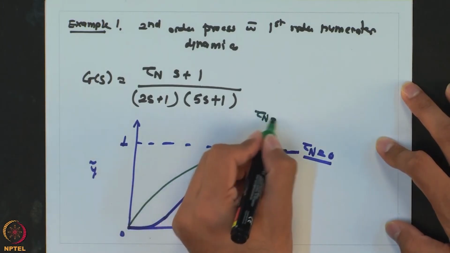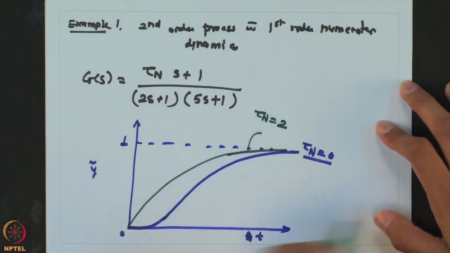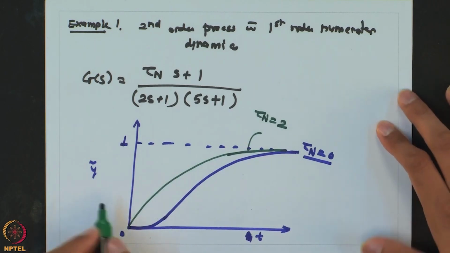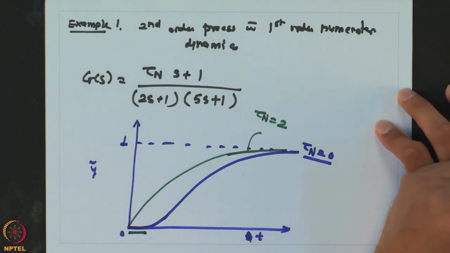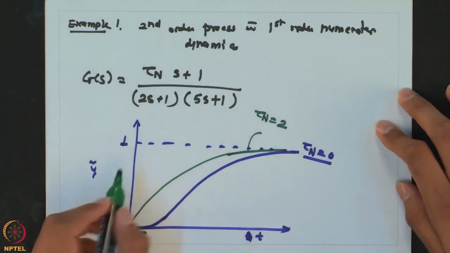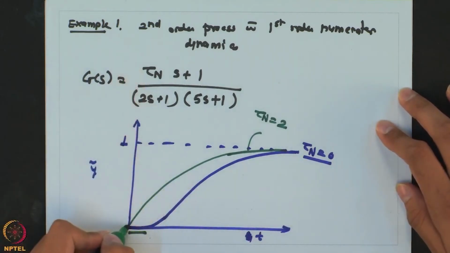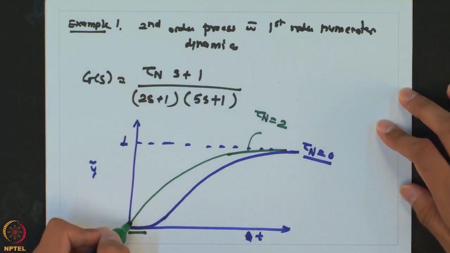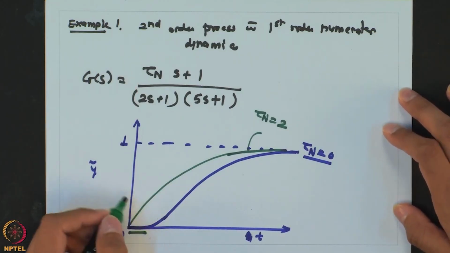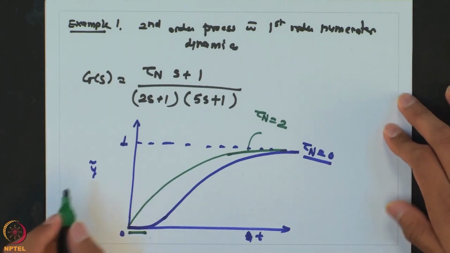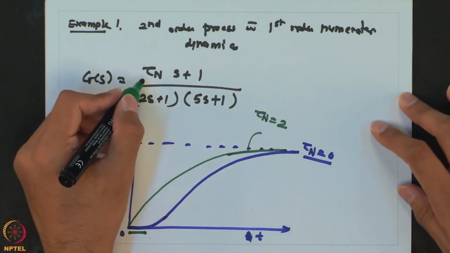This is when tau n is equal to 2. So, you can see the stark difference between the original response and this response is that when there was no numerator dynamics, the system was idle for quite some time. So, the response was sigmoidal, which is a characteristic of any higher order overdamped system. But as soon as you have some numerator dynamics, the initial slope is non-zero and the system reacts to the step change immediately.